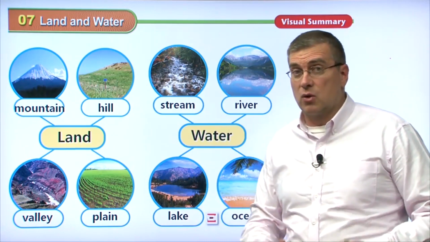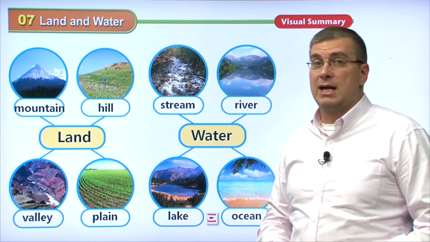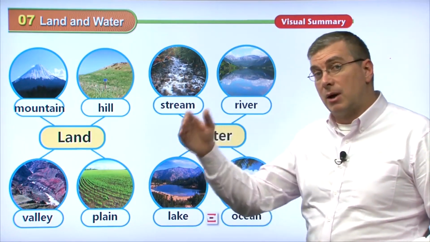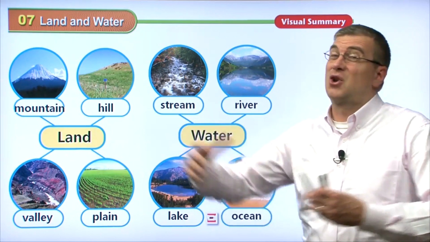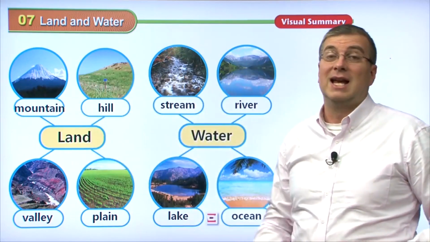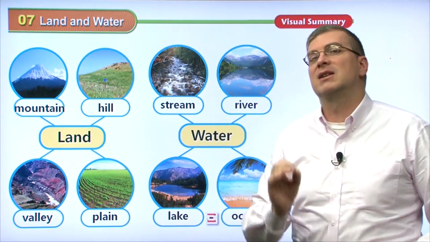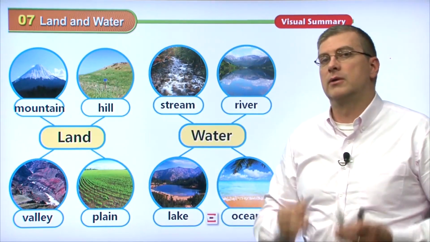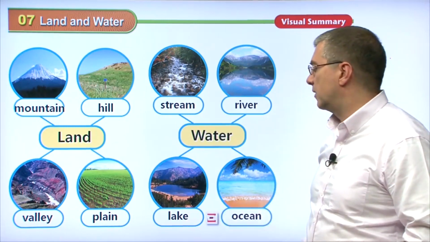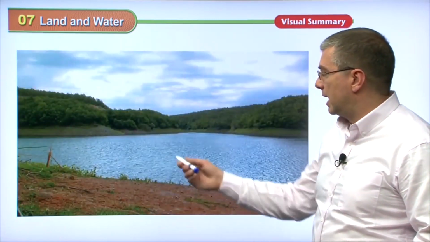There are exceptions, of course, especially the Great Lakes in America, between America and Canada. Those lakes are so big, you can't see across the other side. It's like an ocean. But we still call them lakes. Why? Because they're fresh water. So we call those lakes the Great Lakes. So lakes are usually fresh water. And we have a good video of a lake here.